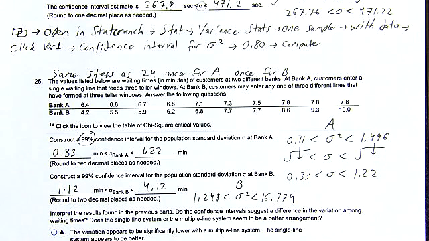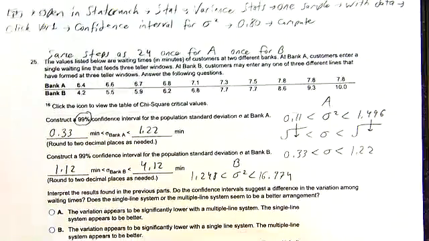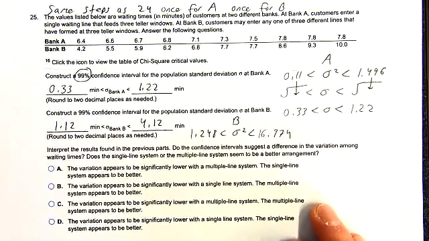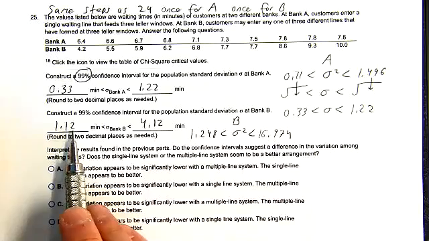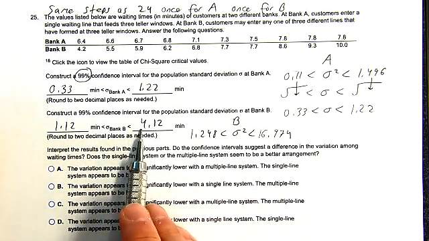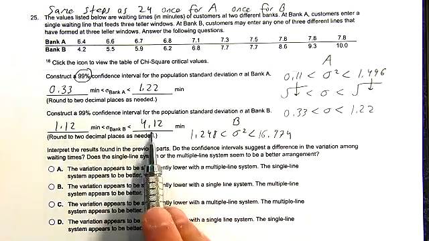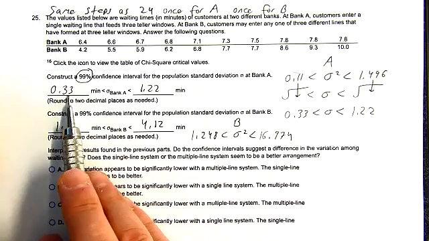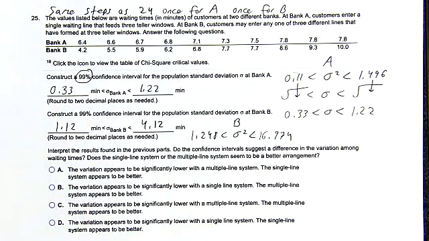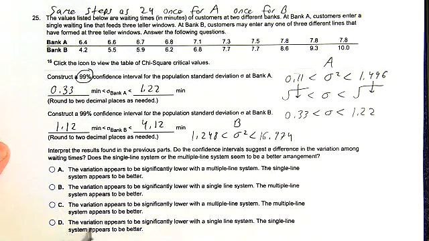And now we can reprove what we proved earlier. We saw this when we looked at it a different way: the variation at Bank B is much larger. So for the standard deviation in waiting times at Bank B, you might wait an extra minute or you might wait an extra 4 minutes. At Bank A, you might only have to wait an extra 0.3 minutes or 1.22 minutes. So Bank B has more variation in it. And the way we would say it is, the variation appears to be significantly lower with a single line system.